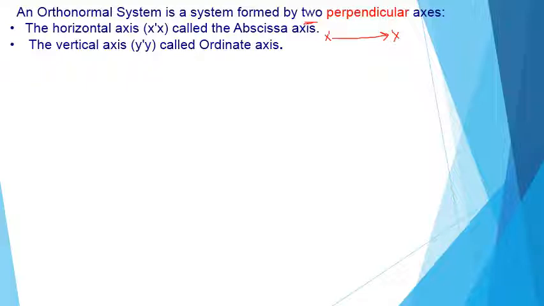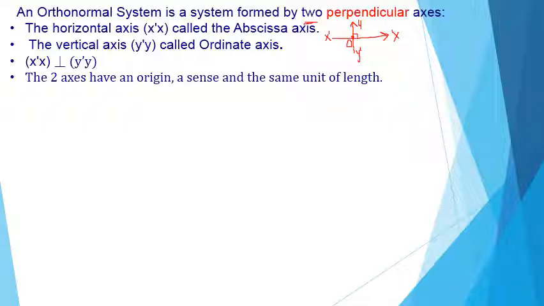The vertical axis here is called y prime y. It's called the ordinate axis. Here is the origin O or 0. This sense goes to y and the other side to y prime. What do we mean by that? We will see. We should know that x prime x and y prime y are always perpendicular to each other. They have an origin O.